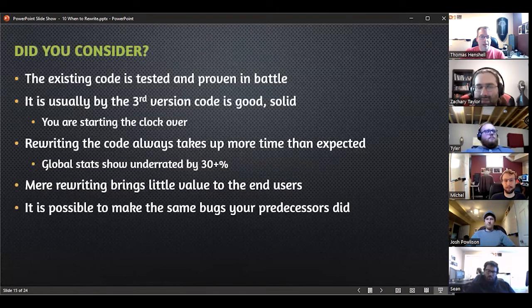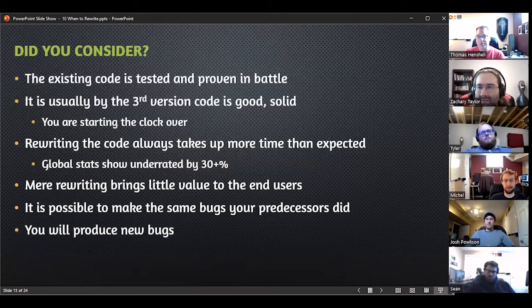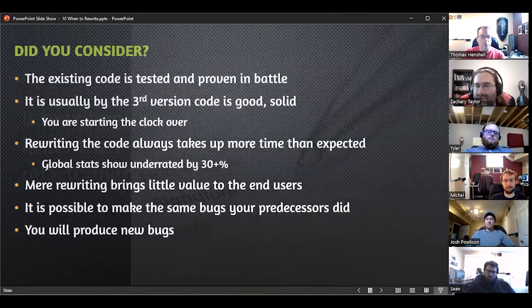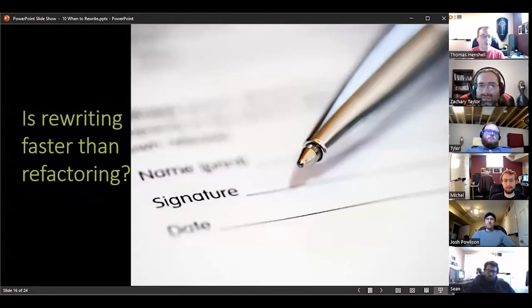It is possible to make the same bugs that your predecessor did. Once you really get into it, you can introduce the exact same bugs, and we're really no further ahead at that point. It's not very likely, I would say, but it is possible and it's something to consider. But the most important thing is that you will create new bugs. You see the existing code, you see the problems of that. But what you don't see is the new bugs that you're going to create.